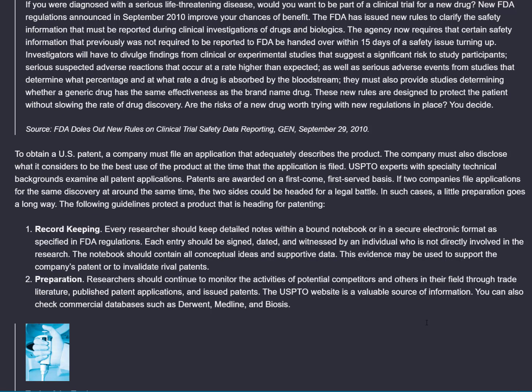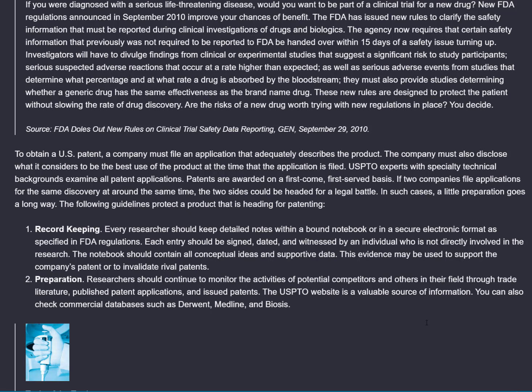Investigators will have to divulge findings from clinical or experimental studies that suggest a significant risk to study participants, serious suspected adverse reactions that occur at a rate higher than expected, as well as serious adverse events from studies that determine what percentage and at what rate a drug is absorbed by the bloodstream. They must also provide studies determining whether a generic drug has the same effectiveness as the brand name drug. These new rules are designed to protect the patient without slowing the rate of drug discovery.